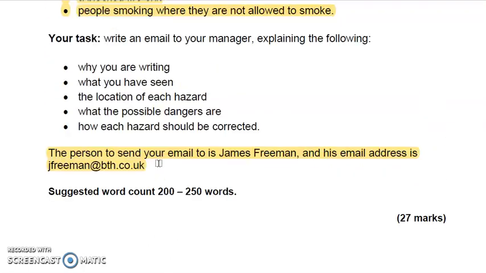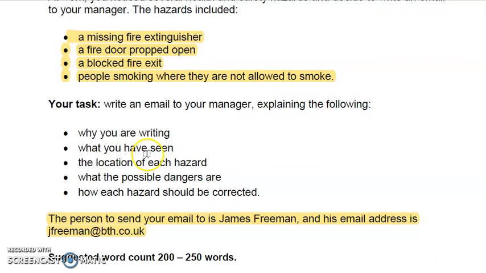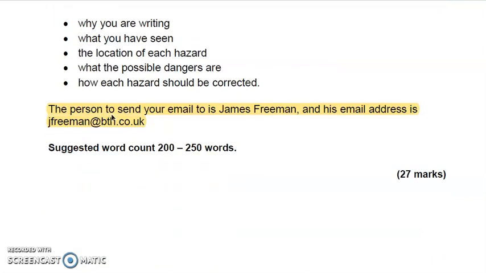So immediately what you're doing is you're using SLAP again, so you're working out your situation. Well, your situation is that there are various health and safety hazards. Your layout is going to be an email, so you're going to remember a subject line, you're going to remember the email address you're writing to, etc. You're going to use paragraphing. Your audience is your manager, so you're going to be nice and formal here. And your purpose is to explain what's happened, just to describe what's happened.